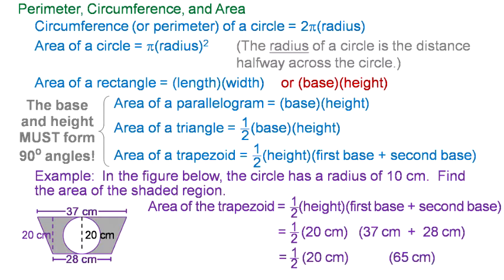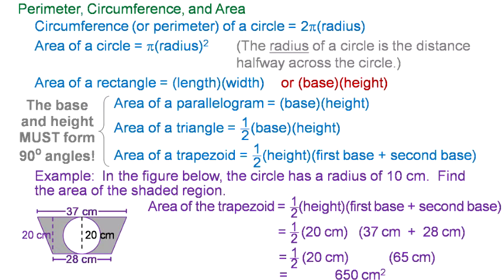To simplify this, I need to start by adding the 37 centimeters plus 28 centimeters. This is equal to 65 centimeters. And then I can multiply 1/2 times 20 centimeters times 65 centimeters. 1/2 times 20 times 65 is equal to 650, and centimeters times centimeters is equal to square centimeters.